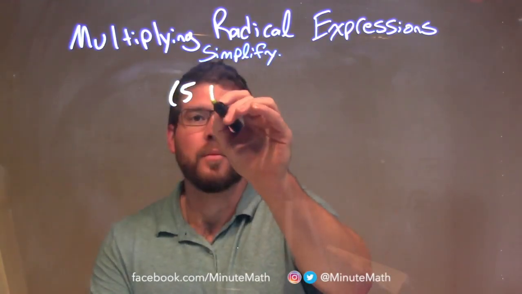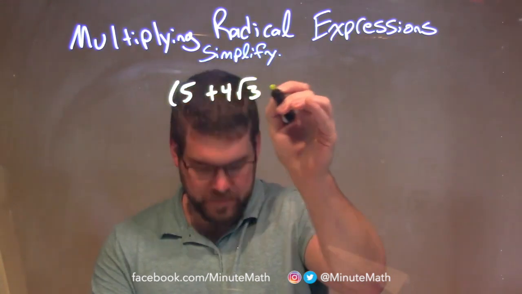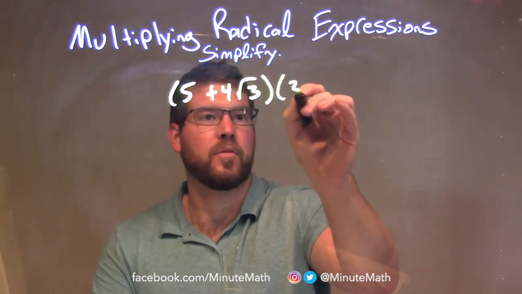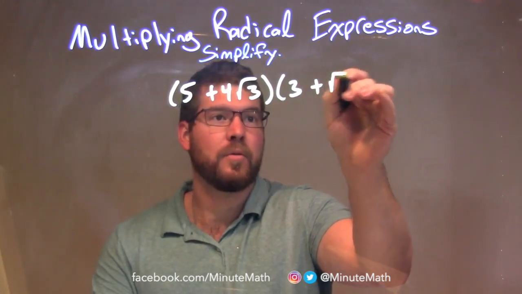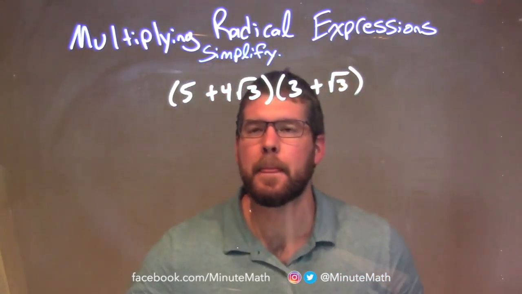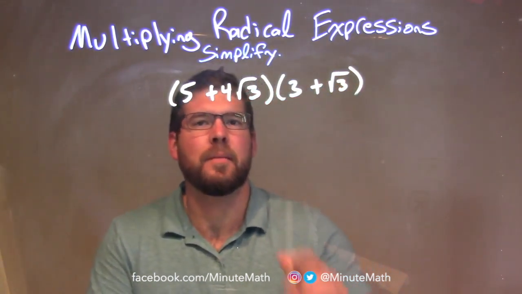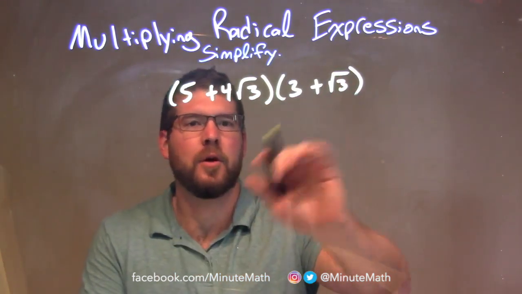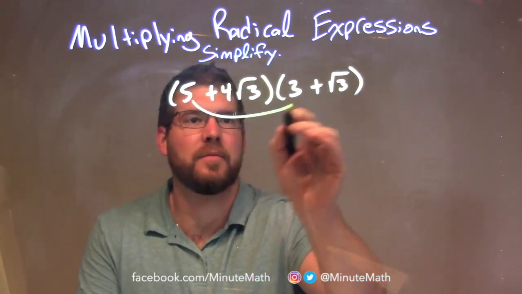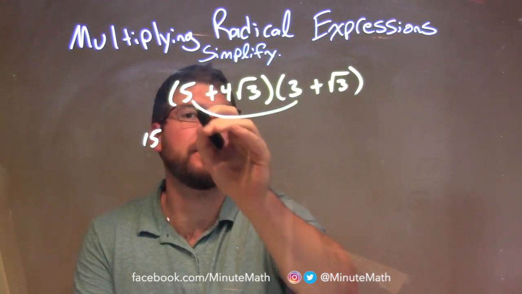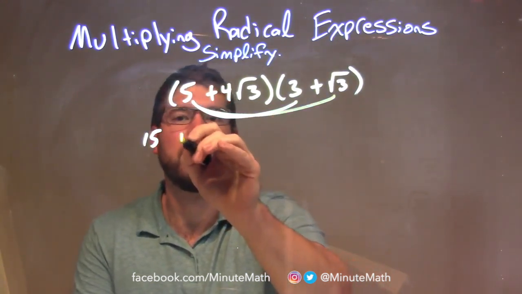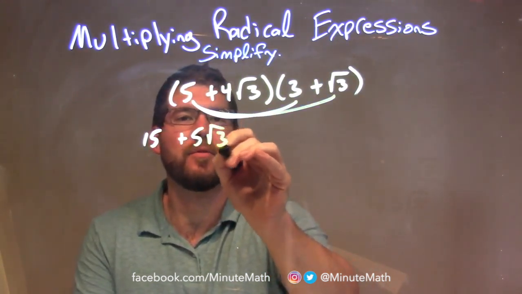5 plus 4 square root of 3 times 3 plus the square root of 3. Okay? Well, what I want to do here is multiply all parts of my first parenthesis times all parts of my second parenthesis. 5 times 3 is 15. 5 times the square root of 3 is just 5 square root of 3.